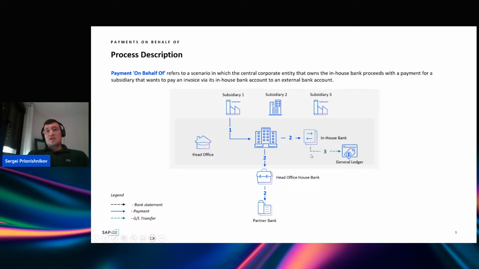Third step, this is the general ledger transfer. Here, the system makes movements on the in-house bank account. And the last step, this is the generation of an internal bank statement for internal bank accounts and sending it from the in-house bank to the subsidiary. Now let's take a closer look at each of these steps.